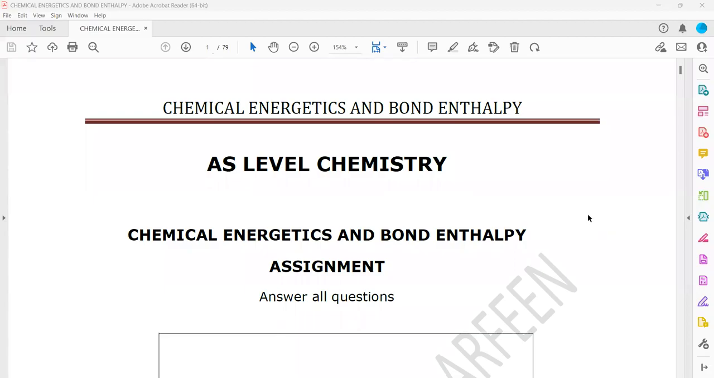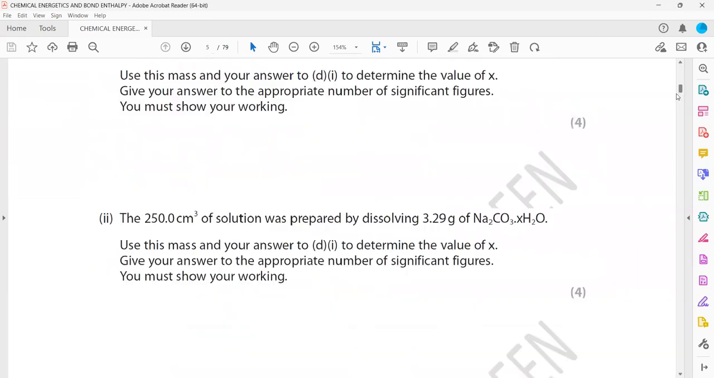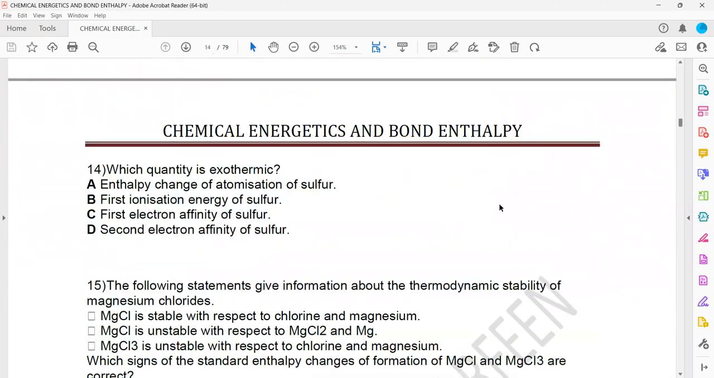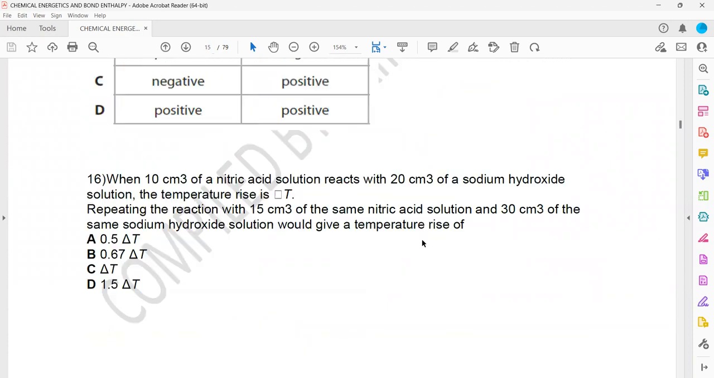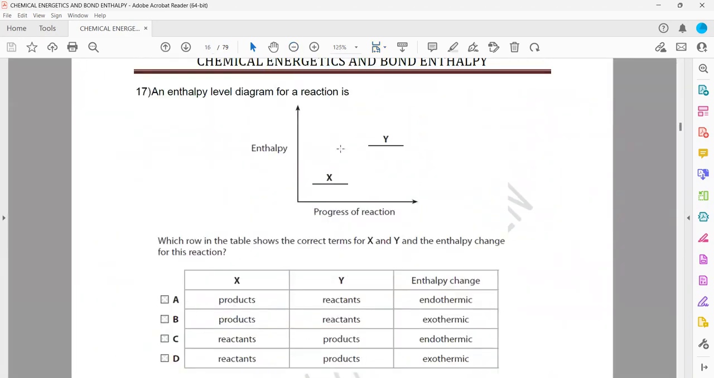So this exercise is related to topic 1 of unit 2, that is chemical energetics and bond enthalpy. The first 16 questions I have already solved, so I will share that recording with you, and we will solve 16 onward. You can also use the chat to state the answer.